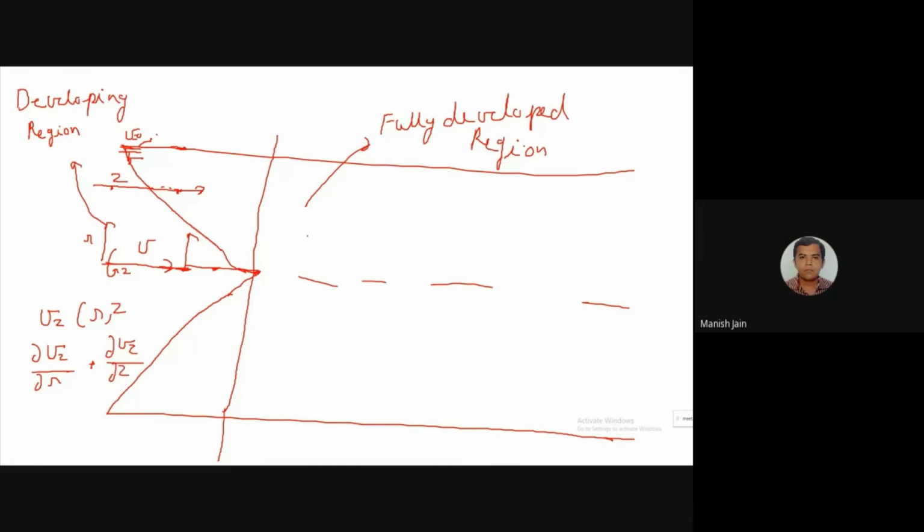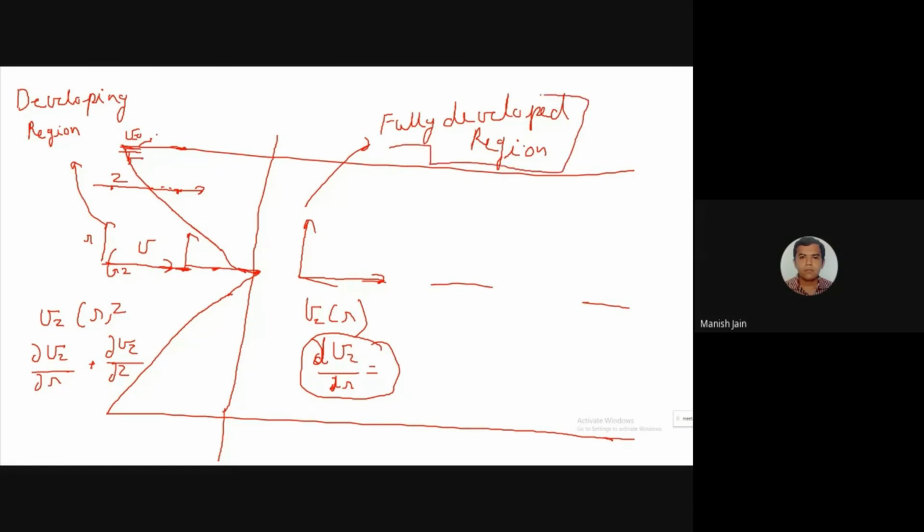Okay, in the fully developed region, you have the velocity which will depend upon the r direction only. So here you have the Vz which will depend upon the r direction only. Then you have the dVz by dr only. A single ordinary differential equation, a total differential equation. Okay, in this case the problem is easier to solve because ordinary differential equations are easier to solve. So what we will do, we will solve the problem for only the fully developed region.